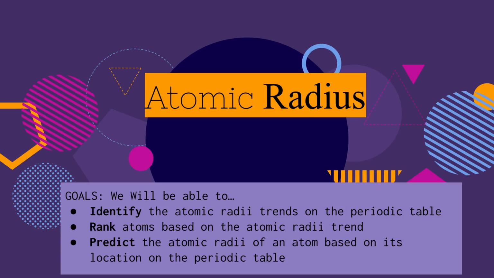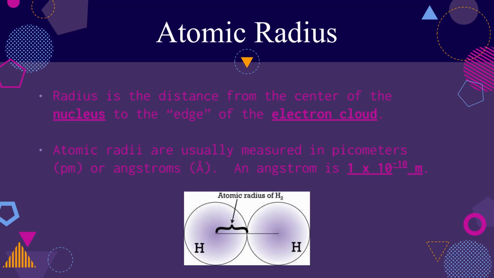Hi everyone, it's Mrs. Summer here to discuss atomic radius trends on the periodic table. The goals of this lesson are that you will be able to identify the atomic radii trends on the periodic table, rank atoms based on the atomic radii trend, and predict the atomic radii of an atom based on its location on the periodic table. Radius is the distance from the center of the nucleus to the edge of the electron cloud.